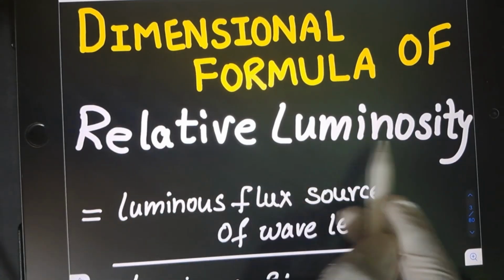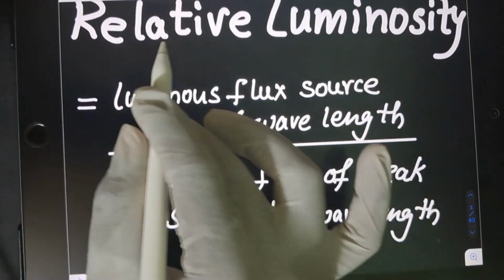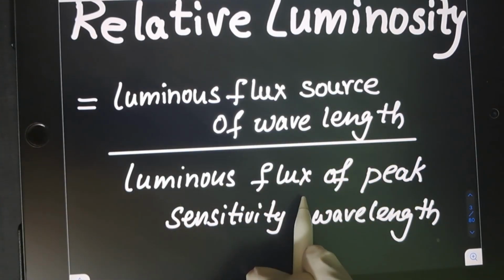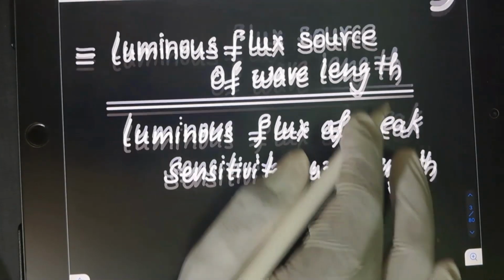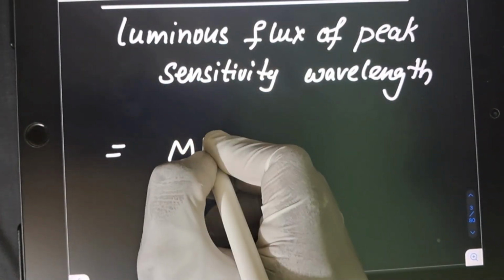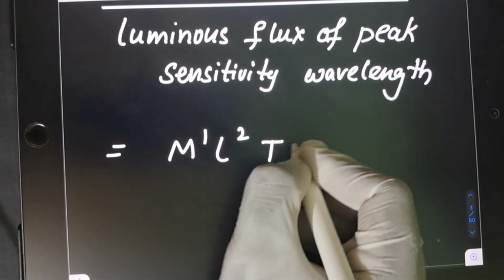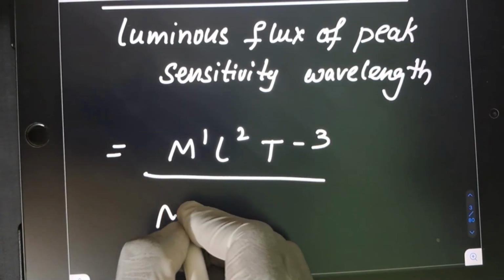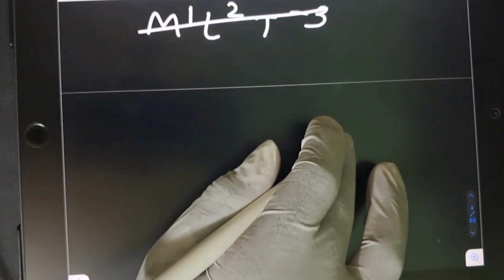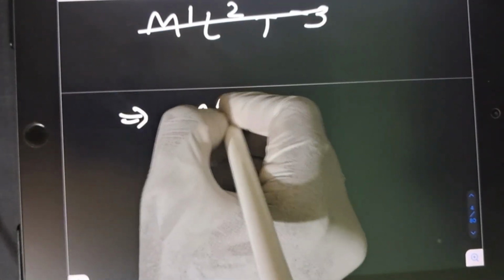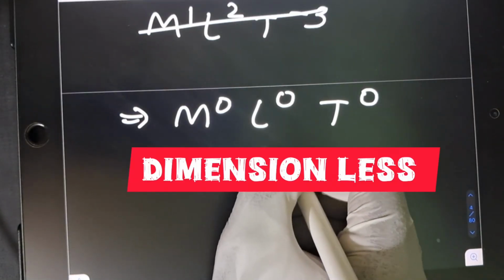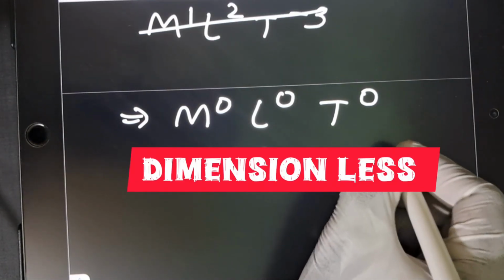To find the dimensional formula of relative luminosity, the formula is luminous flux of the source of wavelength divided by luminous flux of the peak sensitive wavelength. It is the same dimensional formula: M power 1, L power 2, T power minus 3 divided by M power 1, L power 2, T power minus 3. On cancellation, we get M power 0, L power 0, T power 0. It is dimensionless. No dimensions.